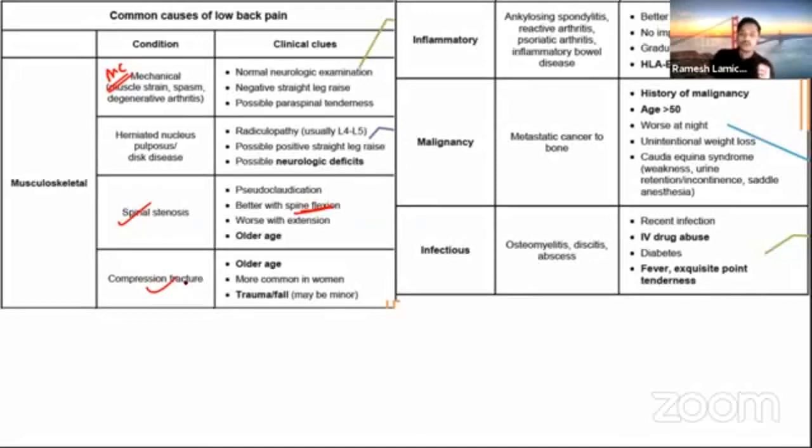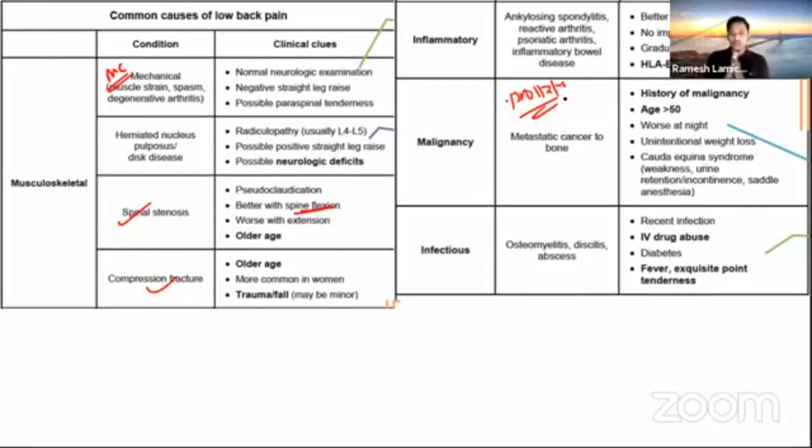Then inflammatory causes: we have the seronegative arthropathies like rheumatoid arthritis, reactive arthritis, and ankylosing spondylitis. These are part of it. In malignancy, most commonly it is prostatic cancer. Others like breast cancer and lung cancer can also be causes. Another one is infectious: osteomyelitis, discitis, abscess, any infectious cause. So these are the causes of back pain.